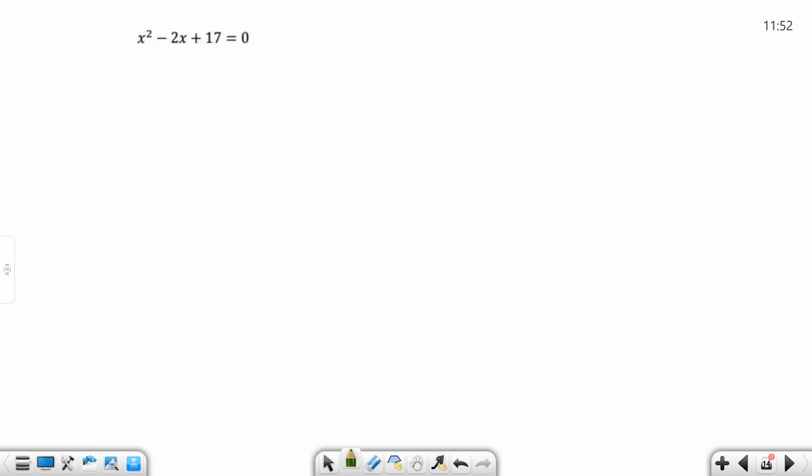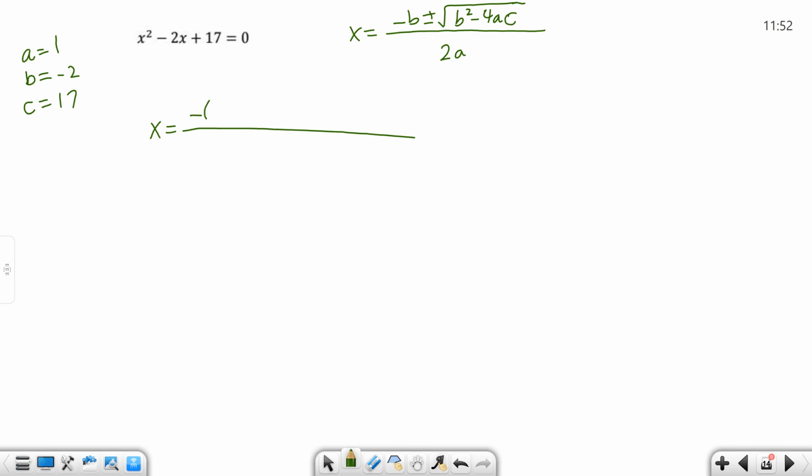x squared minus 2x plus 17 equals 0. Won't factor. It's equal to 0. So I need to identify a, b, and c. What is a? It's 1. Negative 2 is b, and c is 17. So then x equals, we get negative b plus or minus the square root of b squared minus 4ac over 2a. So then x equals negative b plus or minus the square root of b squared minus 4ac over 2a. And b is negative 2. A is 1 and C is 17.